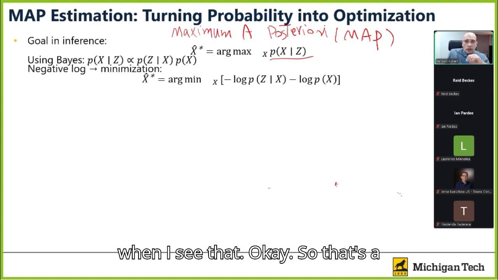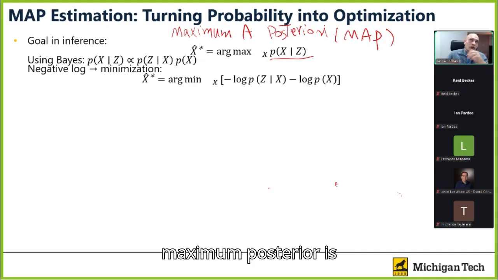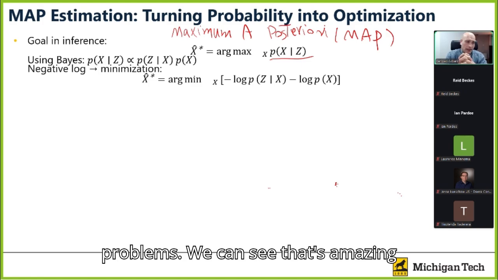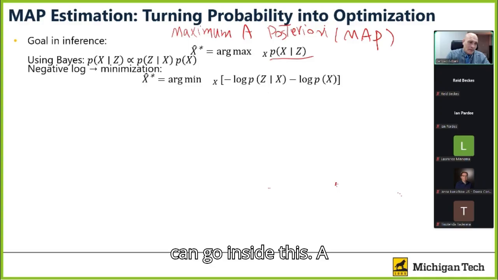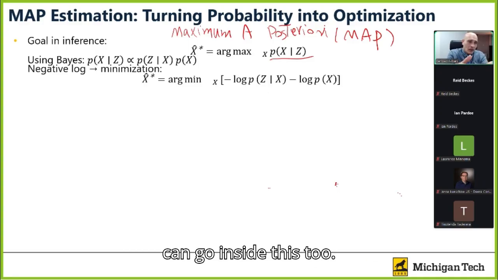Okay, so that's the maximum a posteriori, and I think the maximum a posteriori is a very simple way to solve so many problems. We can see that's an amazing thing. For example, the Kalman filter can go inside this. A SLAM problem can go inside this too.